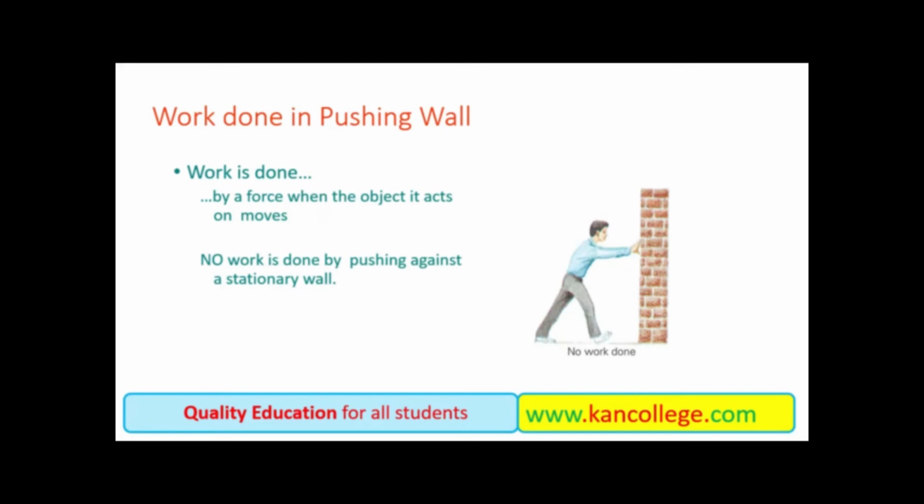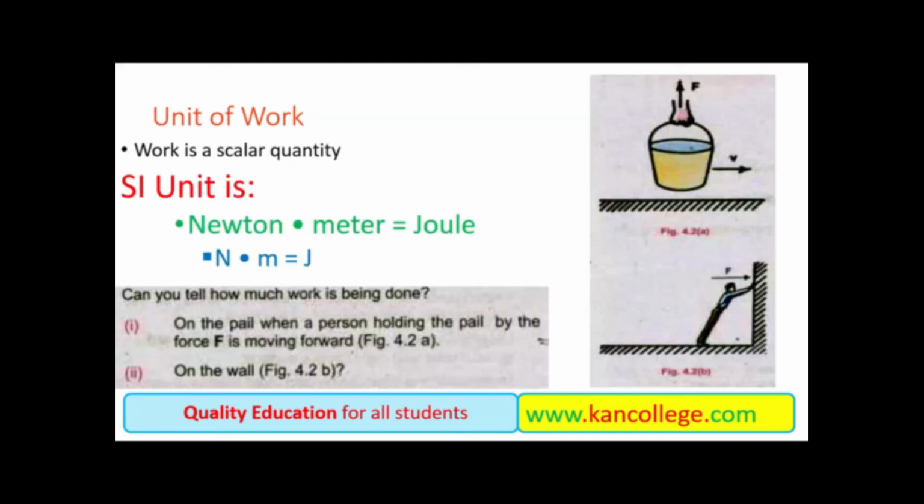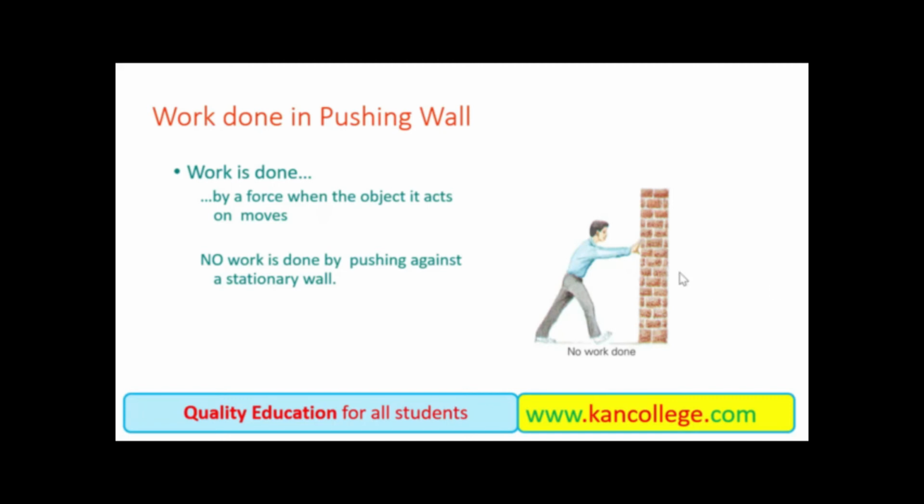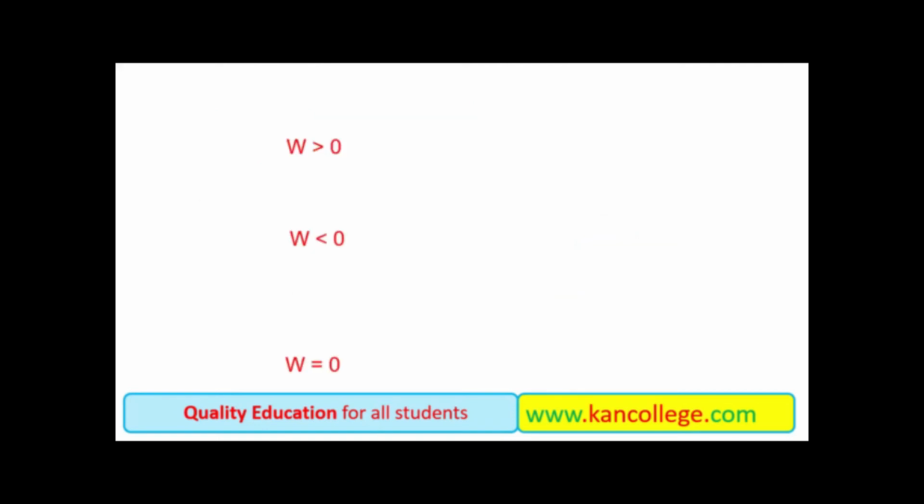Similarly, in the second figure, when the force is applied on a wall, that force doesn't move the wall away, so the displacement is zero. So F dot D will be equal to 0. It means that no energy is stored in the wall. Unless and until the body is displaced by the force, no work will be done. So in this case also, there is no work done.